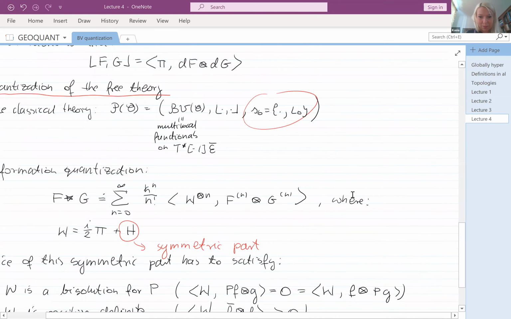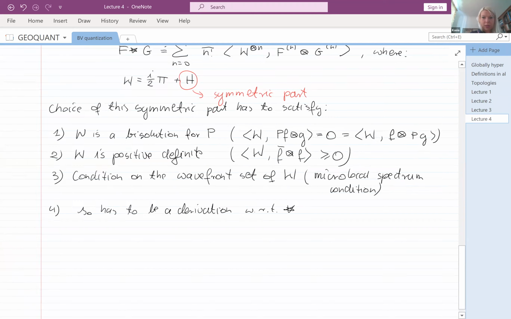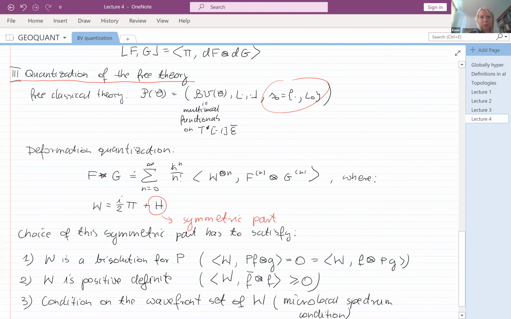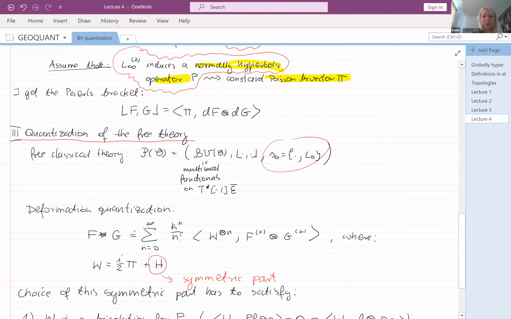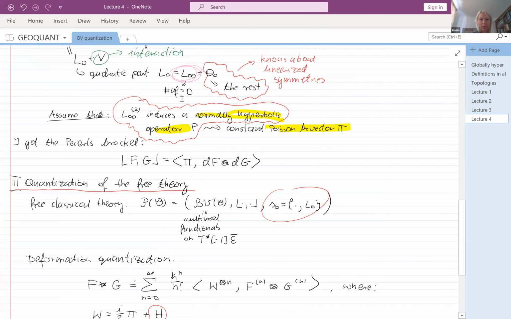And okay, this is now a good point to recall that I defined S0 as the bracket with L00 plus theta 0, right? So it has these two elements. You can check that by definition, because W is a bisolution, then it is a derivation if you just take the bracket with this first part.